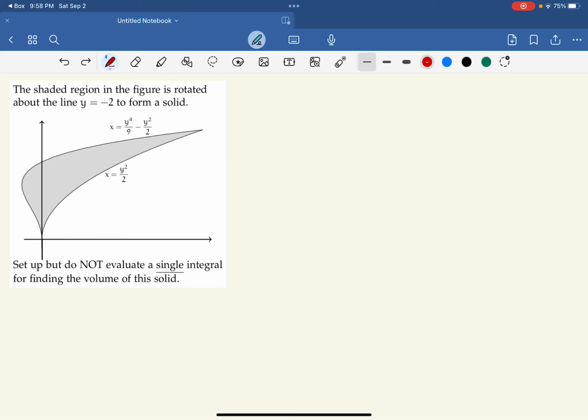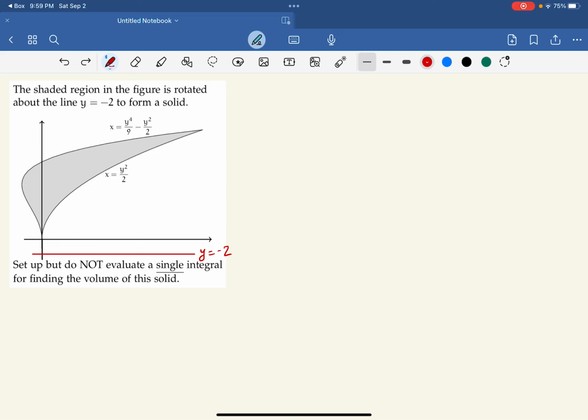This shaded region is revolving about this line y equals -2. First, let's draw that line. This is the y equals -2 line, and we are going to revolve this whole thing around the y equals -2 line. And now there is a very important observation we need to make.